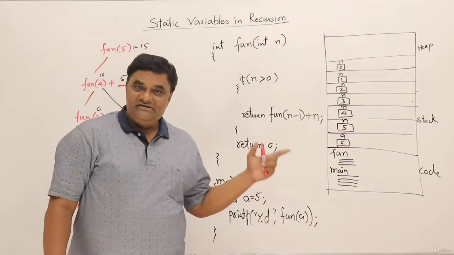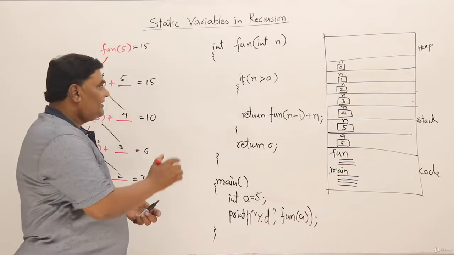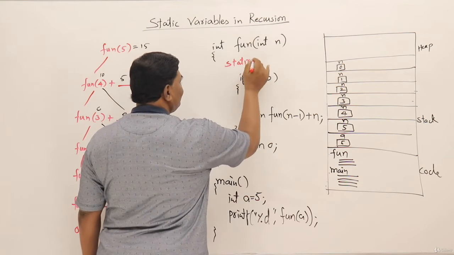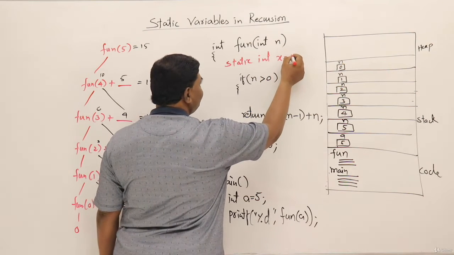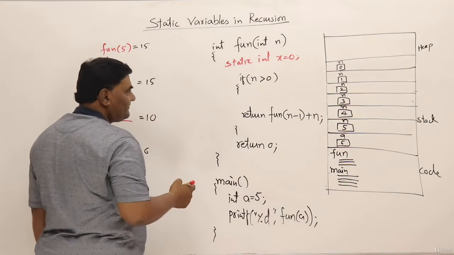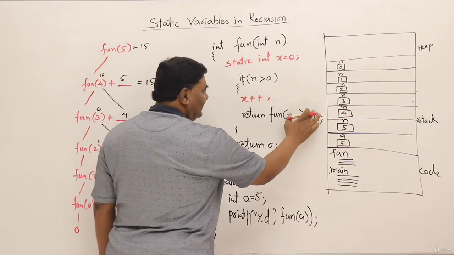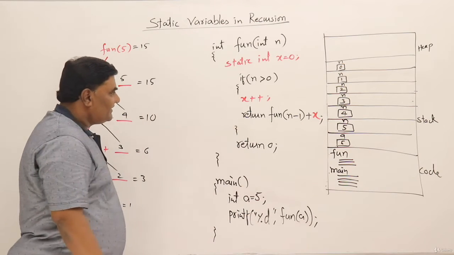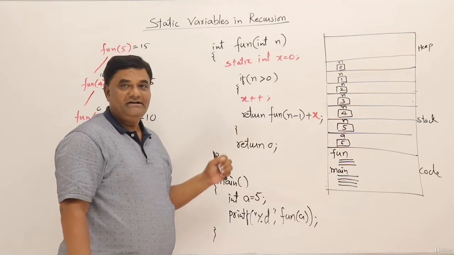Now I am going to make changes in this function, then we will see how to handle static variables. So I am making a modification. Static variable, integer x, whose value is 0 initially. And before calling, I'll be incrementing it. And while returning, I'll be adding x. So this is not adding n, but adding x, and x is incremented.